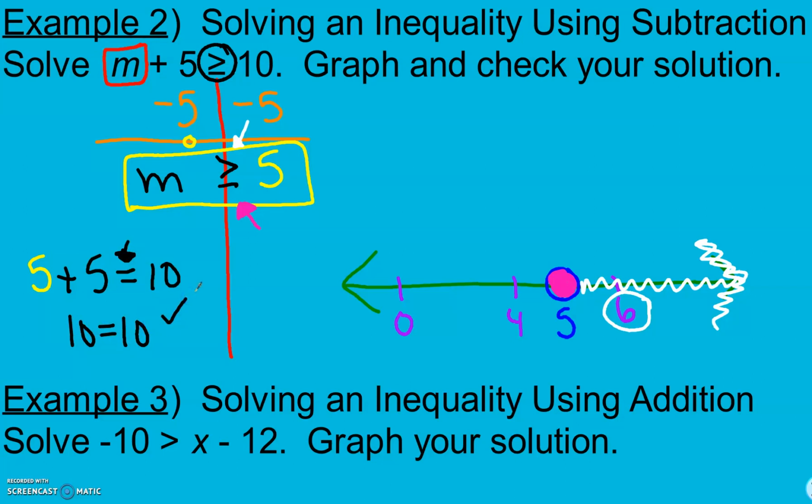Now, to make sure we have the right greater or less than, I'm going to pick a number on each side. So here, I shaded on my right side, so I said my solutions are 6 and bigger. So I'm going to check that 6. 6 plus 5 is greater than or equal to 10. I get 11 is greater than or equal to 10. That checks as well, so we picked the right side to shade. Our solution is correct.